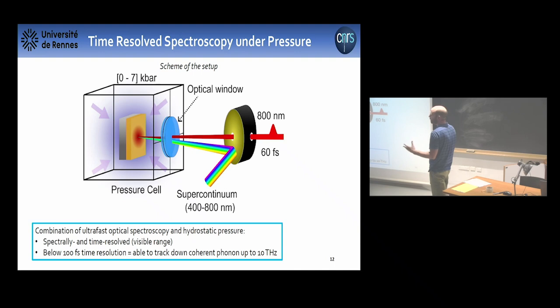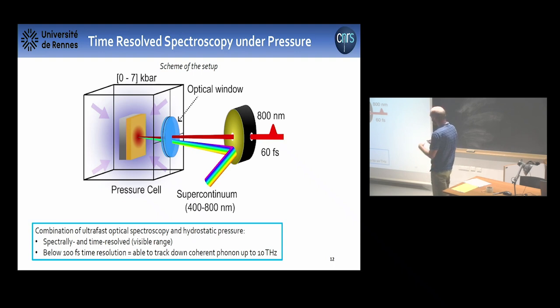It's helium-based, so we use a compressed gas and push onto the sample. Basically, our operating scheme is between 0 and 7 kilobars, so 0 to 0.7 gigapascal if you want. And so what we have done is perform spectrally and time-resolved experiments with below 100 femtosecond time resolution.